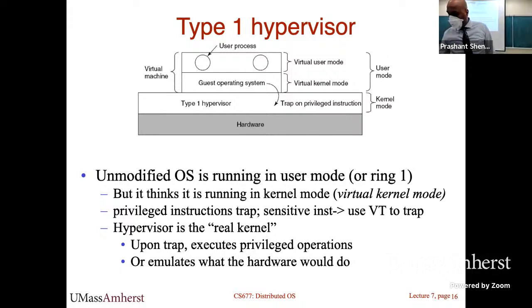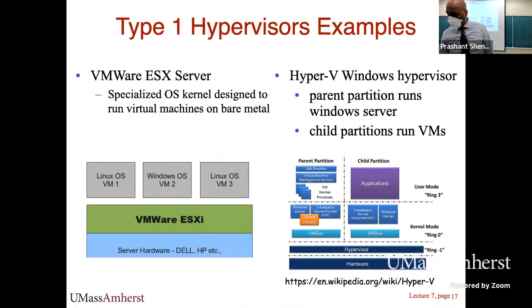Now let me talk a little bit about some examples, then we'll talk about type 2 hypervisors. There are many examples of type 1 hypervisors. There's one called ESX Server, which was designed by VMware. Here's an example. That picture is not very different from what I showed you previously. You boot ESX Server on top of hardware, and you can see three virtual machines running three different operating systems: two running Linux and one running Windows. Same picture as before.